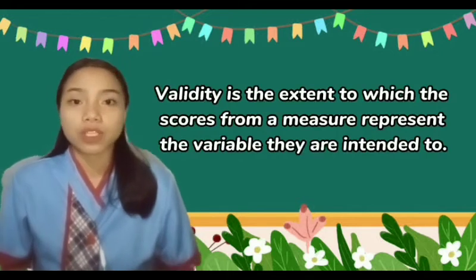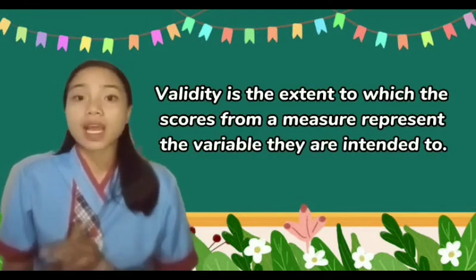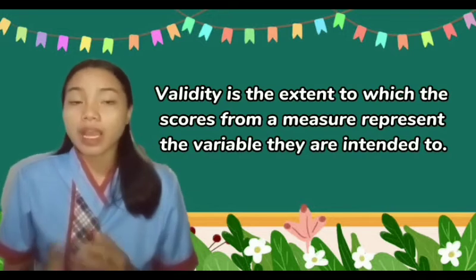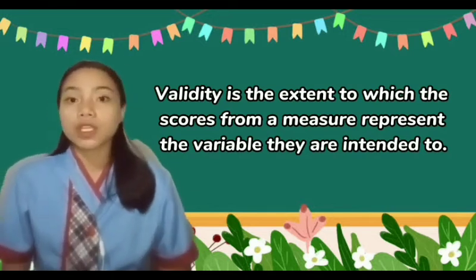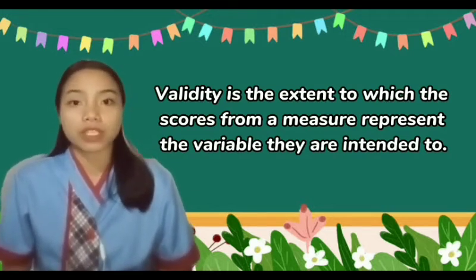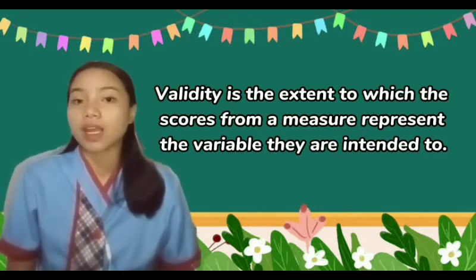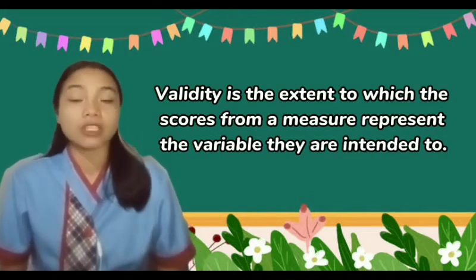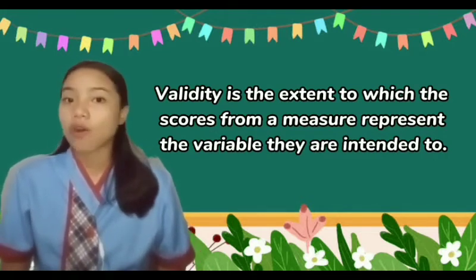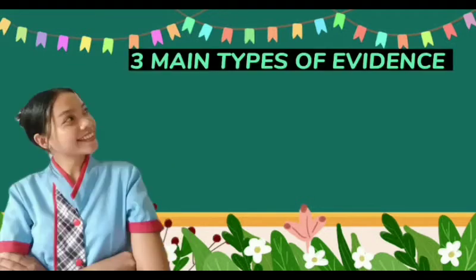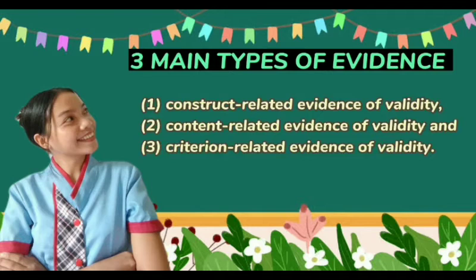Validity is the extent to which the scores from a measure represent the variable they are intended to. It refers to the degree to which evidence supports the interpretations of test scores, and the process of collecting and analyzing the evidence to support the meaningfulness and usefulness of the test is called validation. There are three main types of evidence that may be collected. These are construct-related evidence of validity, content-related evidence of validity, and criterion-related evidence of validity.